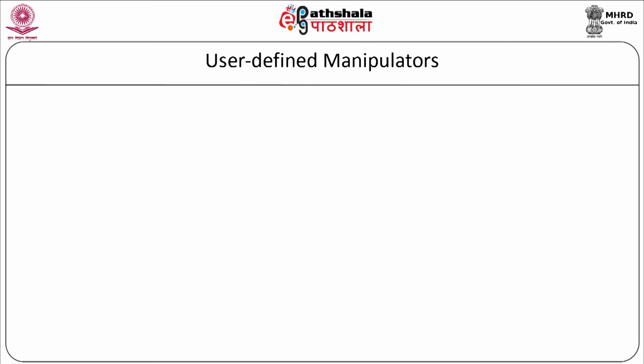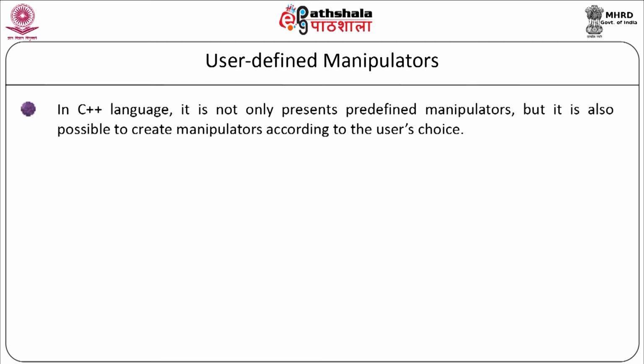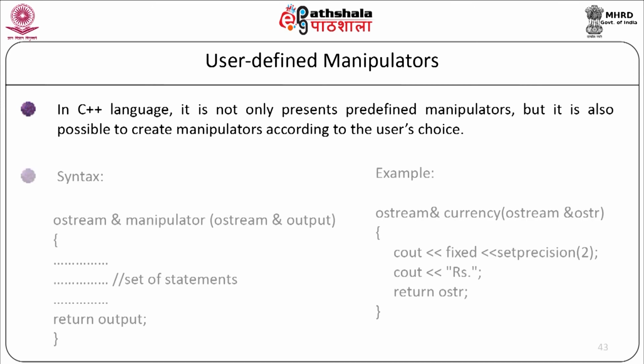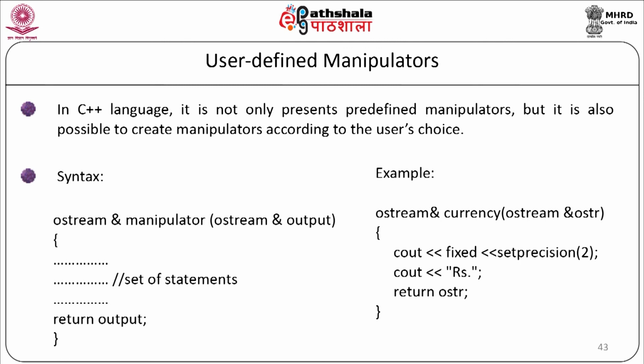User defined manipulators. In C++ language, it is not only possible to use predefined manipulators to format the output, but it is also possible to create user defined manipulators according to the user's choice. The syntax is ostream& manipulator(ostream& output), and the code will follow, which will be the set of statements, return output, and the function will end.